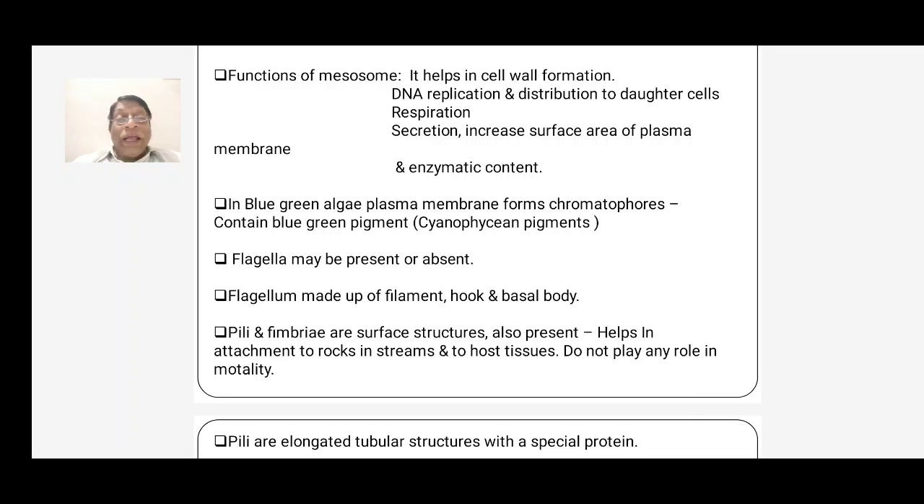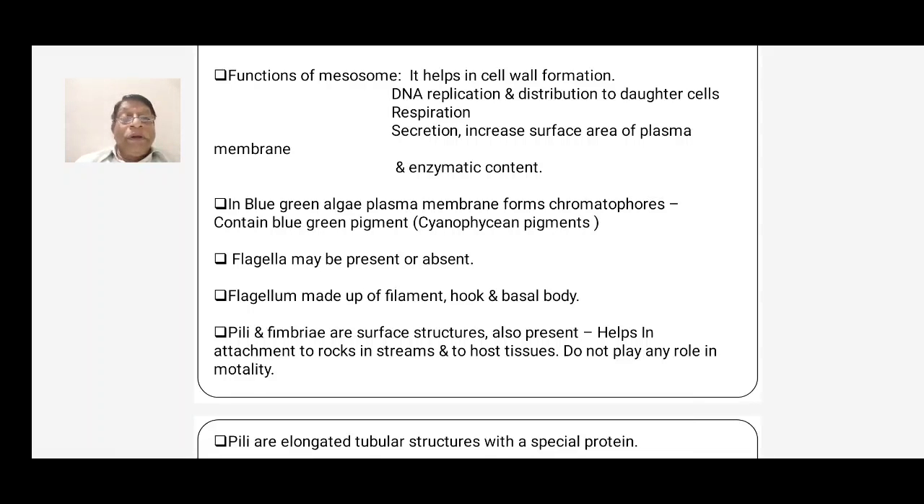Chromatophores contain blue-green pigment. Why do we call it blue-green algae? Because of the presence of a special pigment, cyanophycean pigment, blue pigment. Okay.